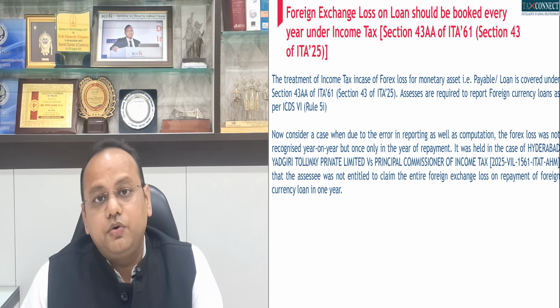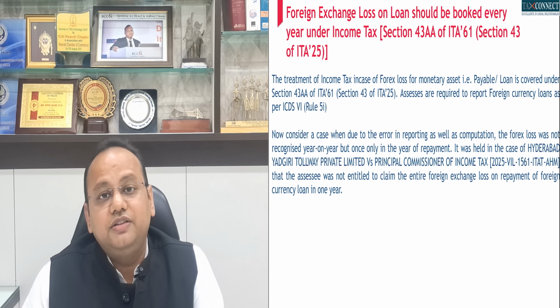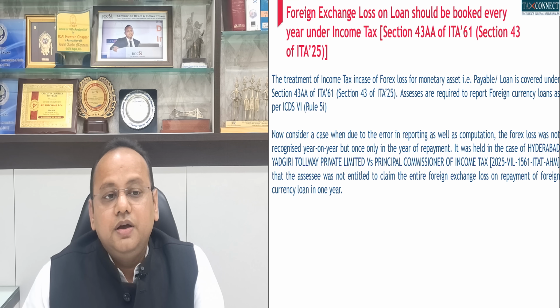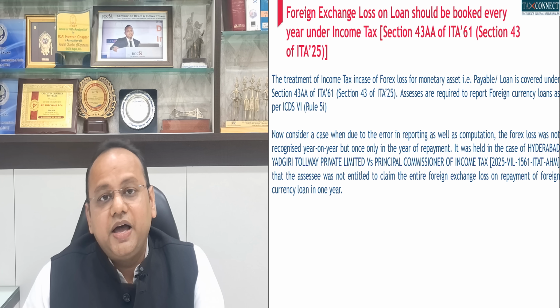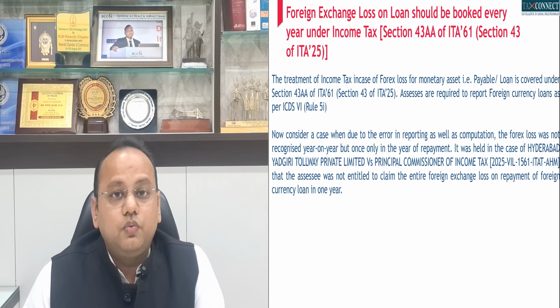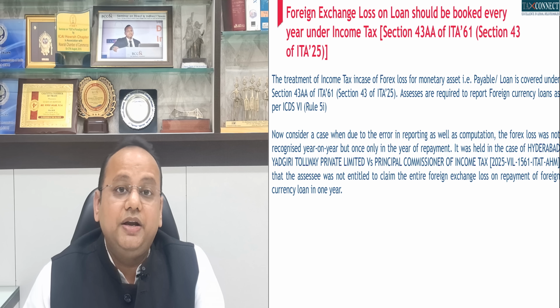That is required as per Rule 5 of Income Computation and Disclosure Standards, ICDS 6. In case it is not done, then it is a violation even of section 43AA of Income Tax Act 61. And in the case of Hyderabad Yadgiri Tollway, it was held by the Honorable ITAT Hyderabad that in case foreign exchange losses are booked once and for all in the year when the loan or payment is made, then it can be disallowed subject to only the loss which has arisen in that particular year.